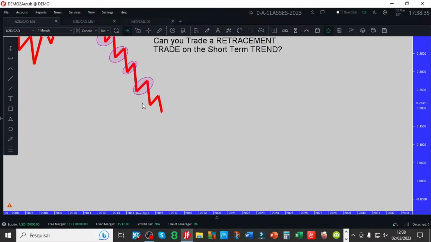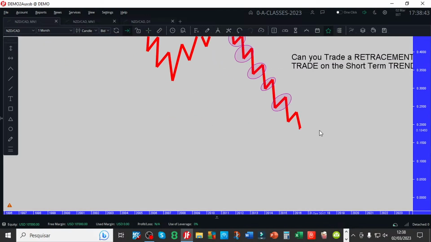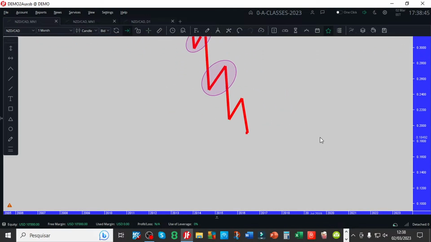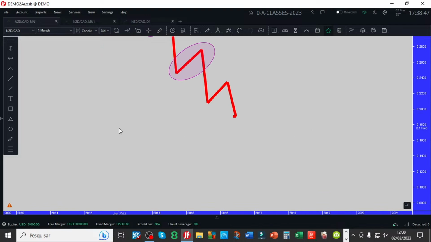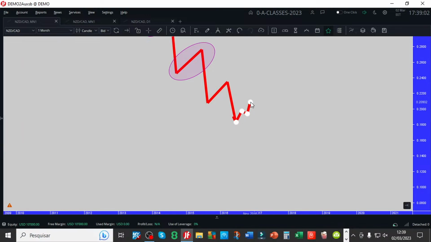Where are we? We are here. Yes, we can if you want. Yes, but on the smaller time frame. Okay. Now, if this is the short-term trend on the daily, right? This is the short-term trend on the daily, and the market starts to make higher highs, higher lows.